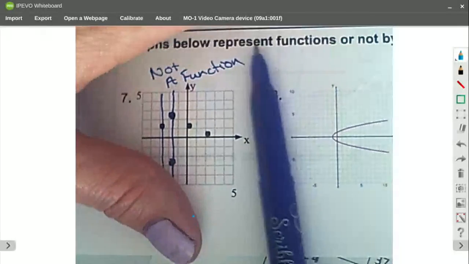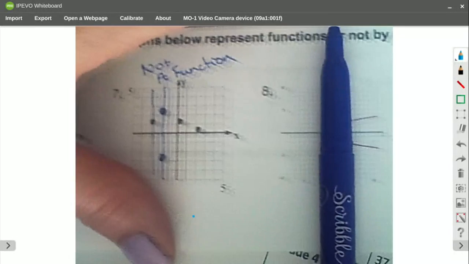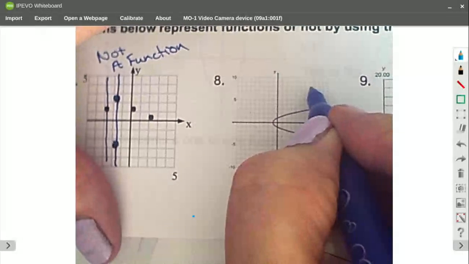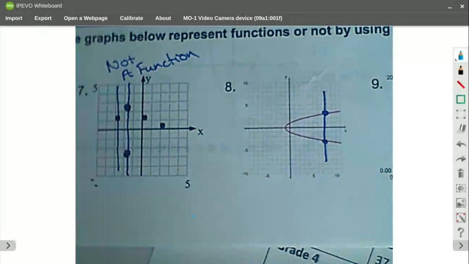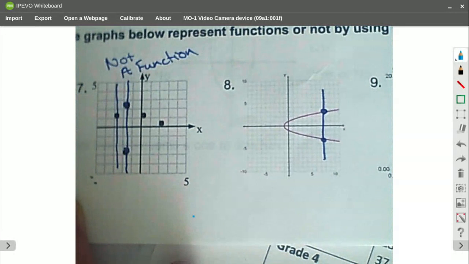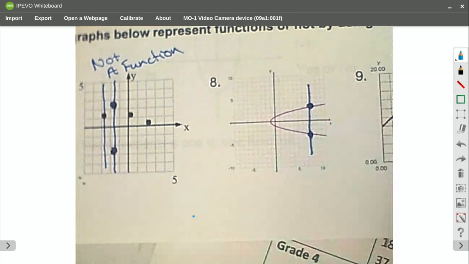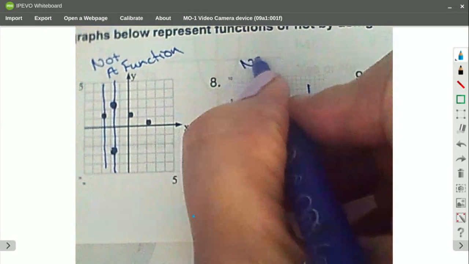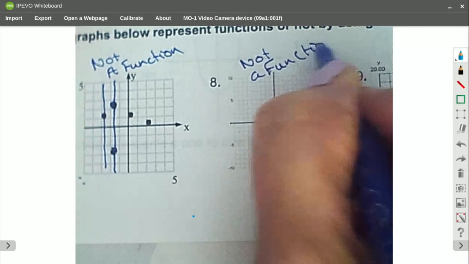All right, what about here? Now, they don't give me just any points, but if I ran this vertical line across this graph, I mean, there's an infinite number of times when I'm going to touch that graph in more than one place at the same time. So that means that this x and this x are the same number. So that x repeats, and it is not a function.